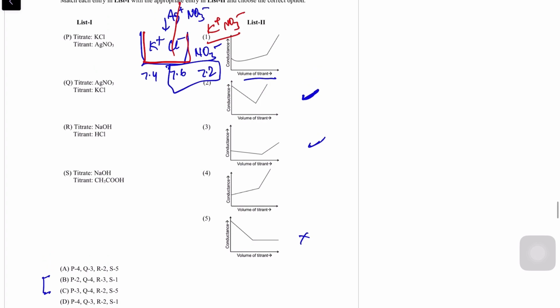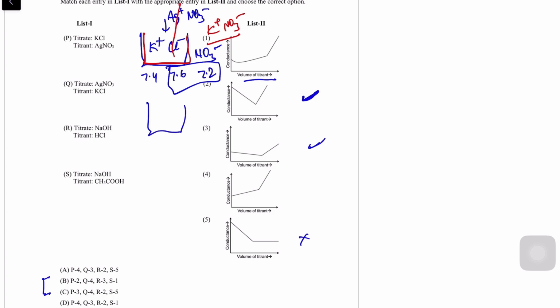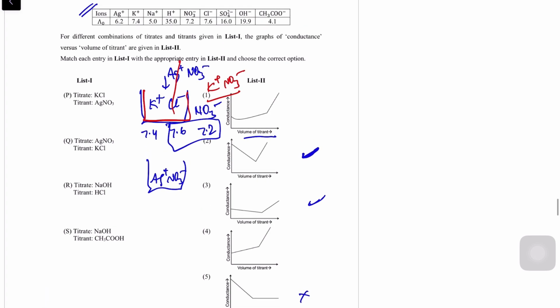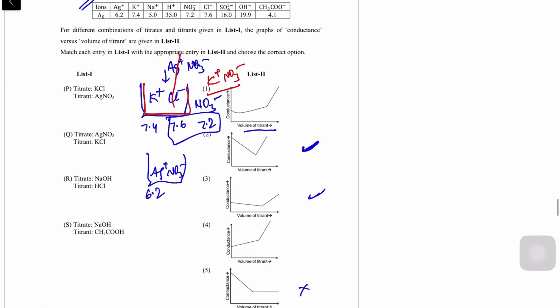Now let us check option Q. This time the titrate is AgNO3. So the conductance of Ag+ is 6.2 and that of nitrate is 7.2. Titrant is KCl, so you are adding KCl. Now the reverse reaction happens, as in now AgCl is precipitated, right? And this time in the system, again, you are left with K+ and NO3-. Okay, so basically Ag+ is being replaced by K+. I hope you guys get it. Ag+ and Cl- are precipitating and K+ is replacing Ag+.